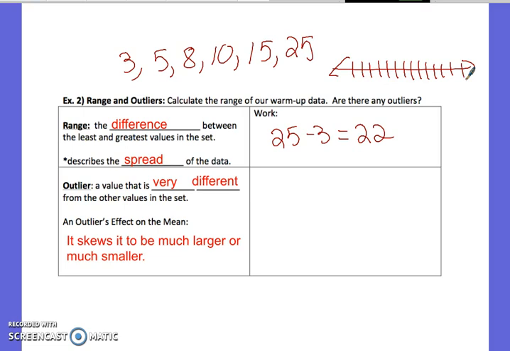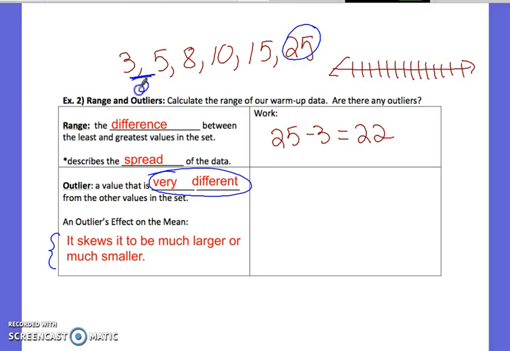An outlier, you just heard me say the word outlier, is a value that is very different than the other values in the set. An outlier's effect is on the mean. It skews it to be much larger or much smaller. The way I would tell that this one has an outlier is look at the difference.